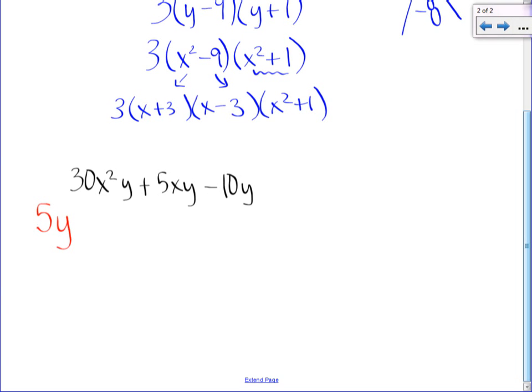A 5y? Okay, that would be nice because that will leave us now with 6x squared plus 5x... Oh, just regular x. Wouldn't it be? You're right. I was only saying... minus 2.